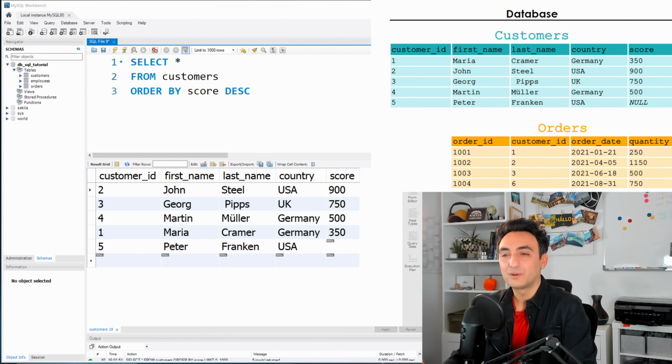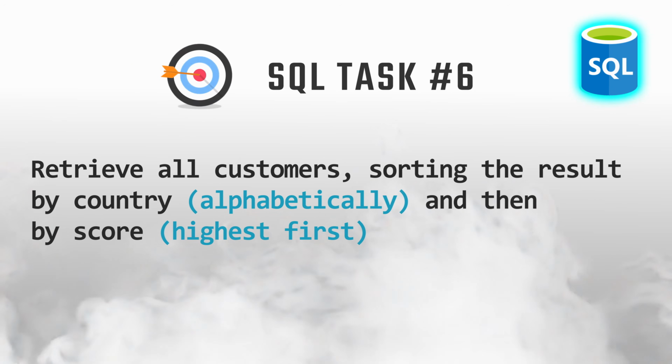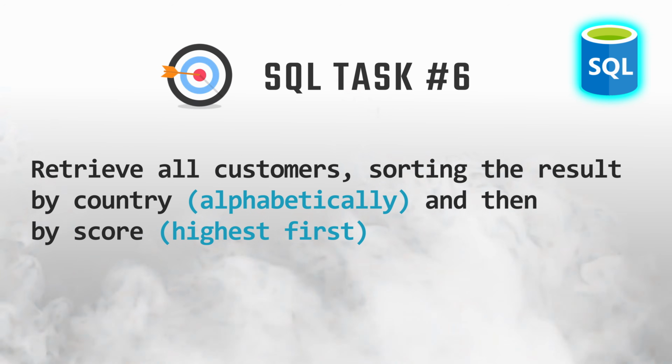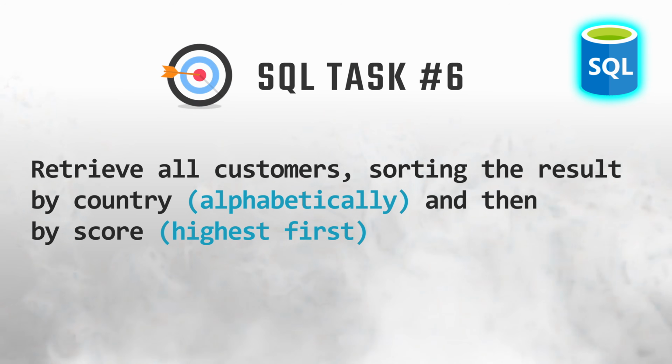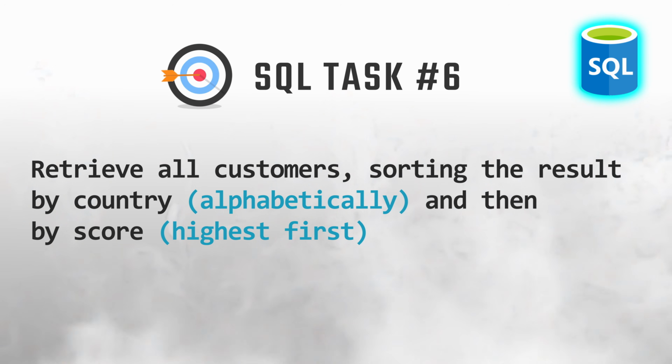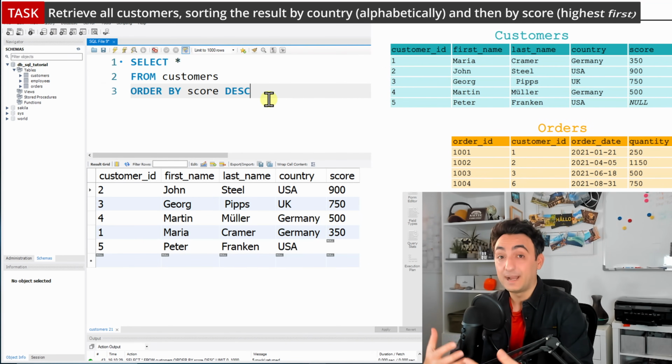All right, so using ORDER BY sometimes gets a little bit more complicated if you are using not only one column but maybe different columns to sort your results, especially if you have a lot of duplicates inside your data. Using one column will not help you. You're gonna end up using multiple columns in the ORDER BY. So in order to understand that, we're gonna have the following task. Retrieve all the customers where the result is sorted by country in alphabetical order, and then by score where the highest is first. So let's try to figure out how to write the SQL for that step by step.